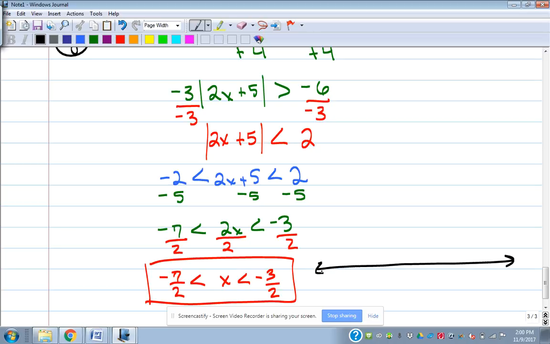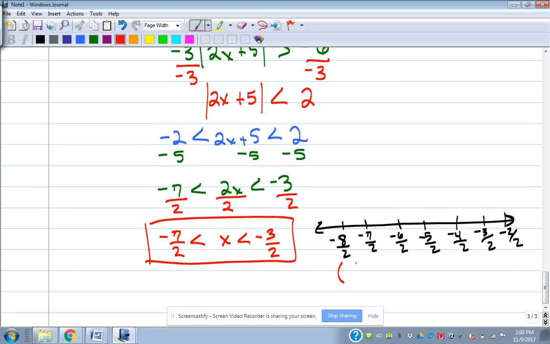Since they're both fractions, I'm going to make my number line all fractions. So I know I got to have negative 7 over 2. So I got to have negative 8 over 2 that way. And then negative 6 over 2, negative 5 over 2, negative 4 over 2, negative 3 over 2, negative 2 over 2. And then I'm going to reduce the ones that will. 8 over 2 is 4. 6 over 2 is 3. 4 over 2 is 2. 2 over 2 is 1. Open circles. Answers between.